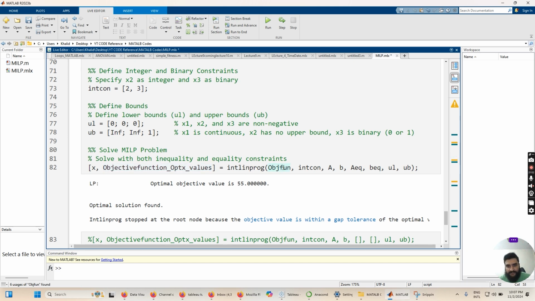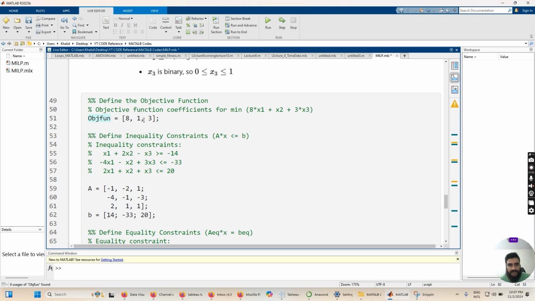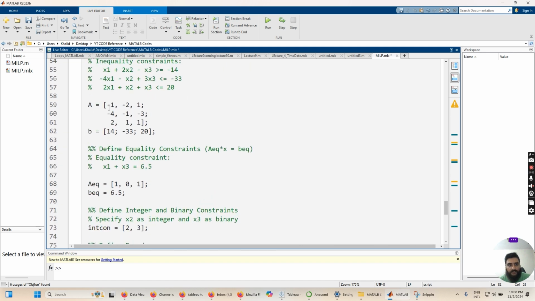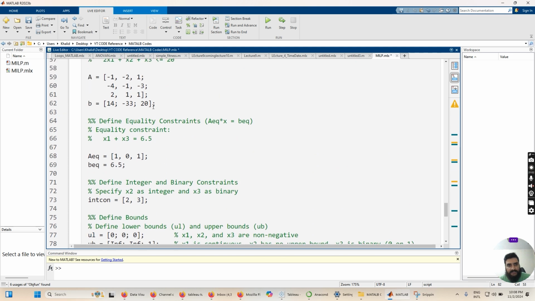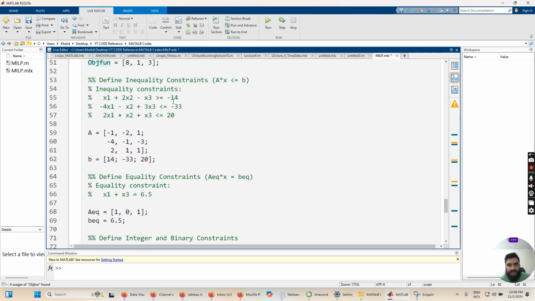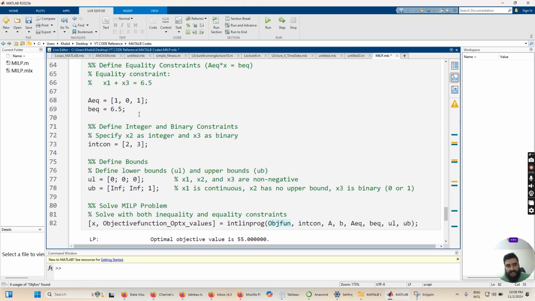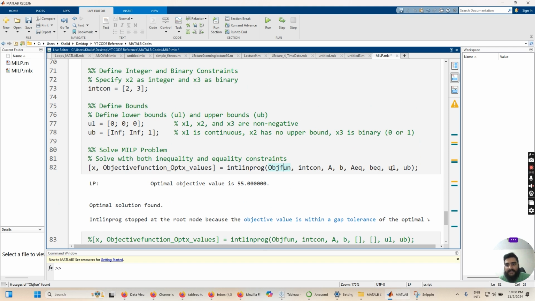Now let's move on to the input arguments taken by this function. First of all, we have the objective function which we defined here as 8, 2, 3, corresponding to 8x1 plus 2x2 plus 3x3. Then we have intcount, which defines which variables should be treated as integer. We have already defined that the second and third will be treated as integer. Then we have the coefficients of the inequality constraints, and then we define their bounds, which are 14, minus 30 and 23. Then we have the coefficients of the equality constraint, Aeq, and then we define beq, and finally we will define lb and ub.